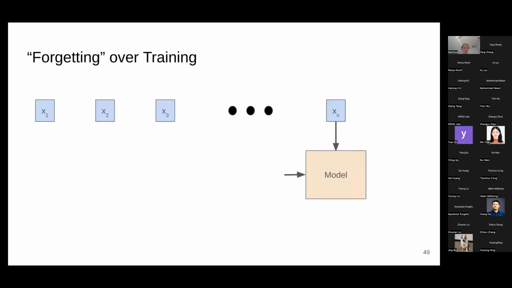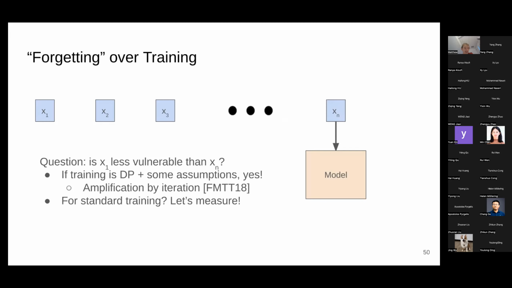We're updating with a ton of points, and every single point, once it's updated once, you never see it again. And this is actually a very common setting these days for large language models. These data sets are hundreds of gigabytes, and so you can't possibly go through all of them multiple times. You can't make multiple epochs. And so the question that we want to ask is, does X1 have better privacy than Xn?